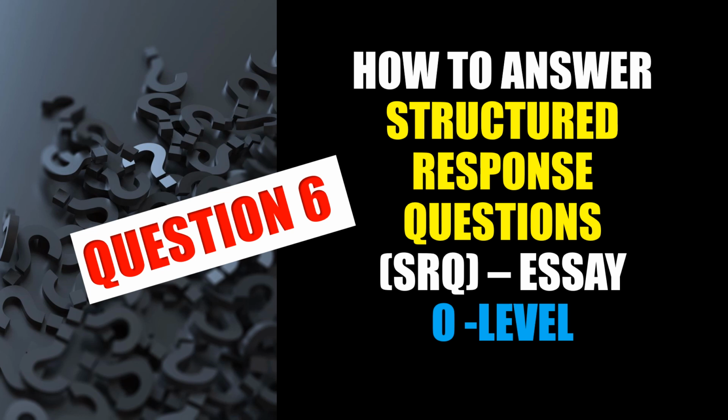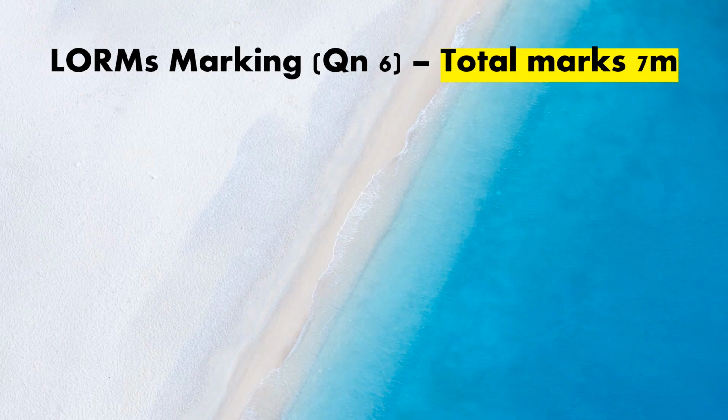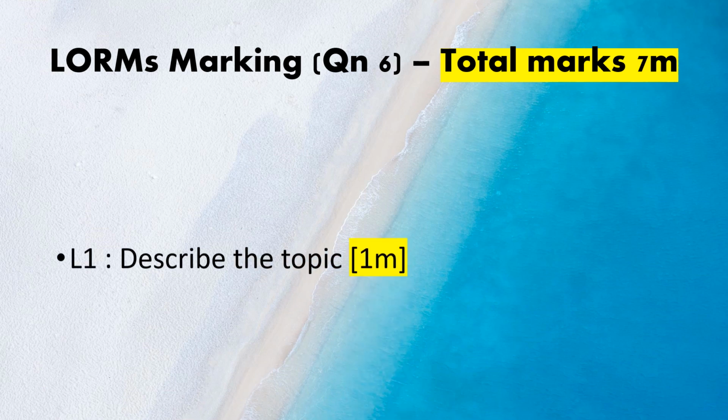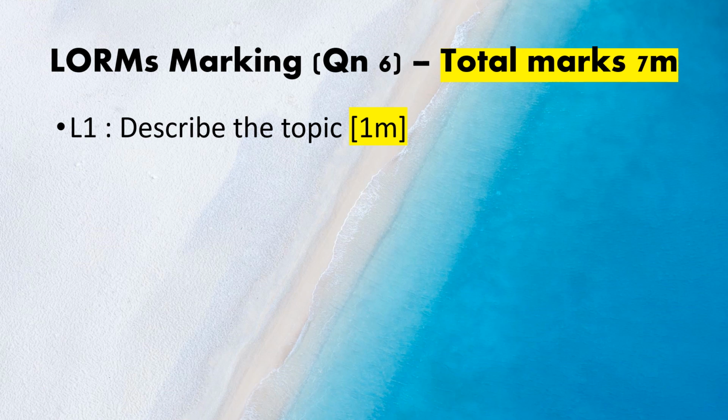Okay, so now is how to answer the structured response question, and we are looking at the level of response marking for O-level students. Now we look at how the 7 marks is divided between the different levels. For level 1, we are looking at answers that just describe. That means you're not really answering the question, you're just stating what is obvious from the extracts. What are extracts? I will explain to you in a bit.